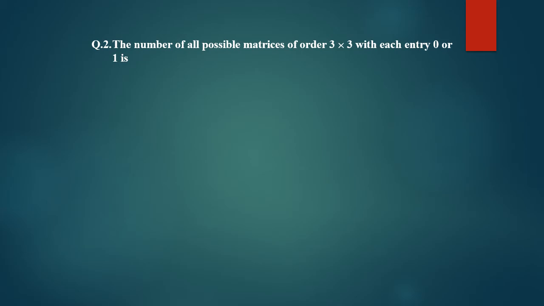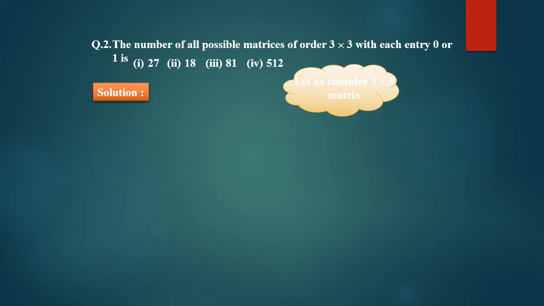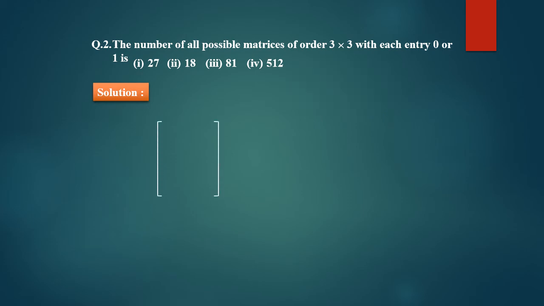So next we are discussing an objective type question. The number of all possible matrices of order 3 cross 3 with each entry 0 or 1 is: the options are 27 matrices, 18, 81 and 512. To solve this, first we observe the order of the matrix. The order of the matrix is 3 cross 3.